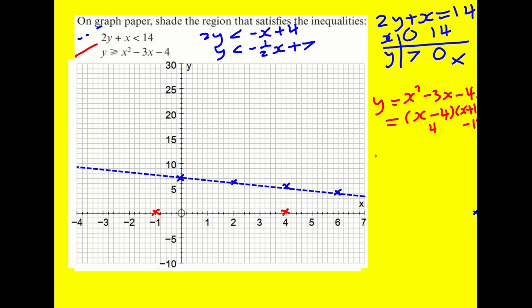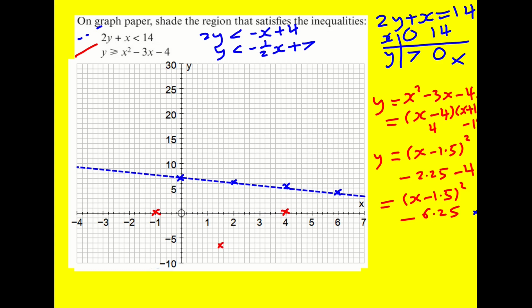What we could do is complete the square to get the y value. So it's going to be x minus 1.5 squared, and I'm going to minus 1.5 squared, which is 2.25, and minus 4. So x minus 1.5 squared minus 6.25. So it's going to be pretty much here.